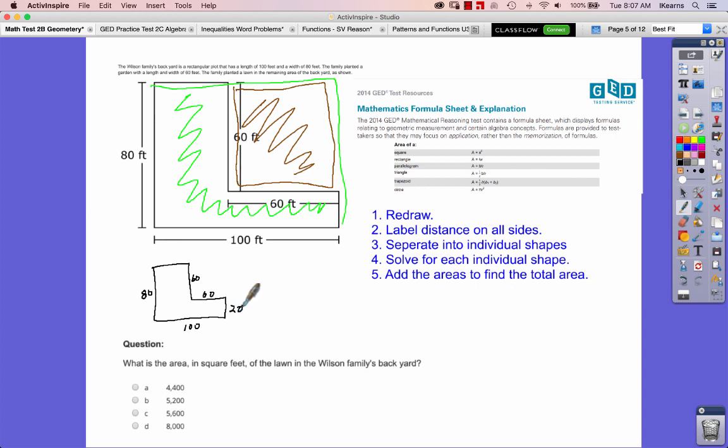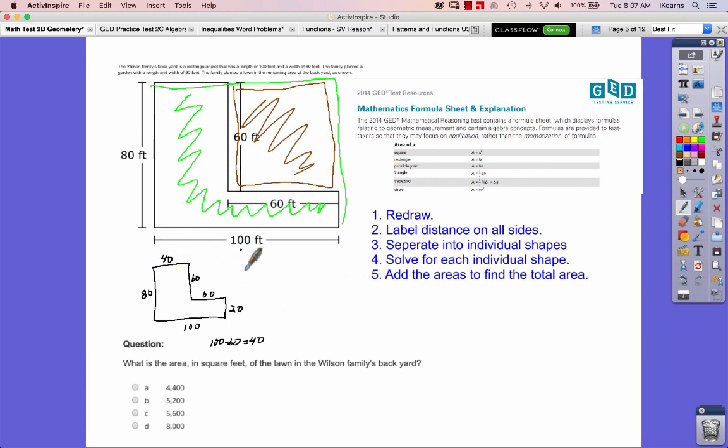Okay? And then up here, this is the other one we don't know. We know this whole thing is 100, and we know that this portion here is 60. Well, what is 100 minus 60? 100 minus 60 is 40. So that means up here this is 40. So now we have all the lengths.